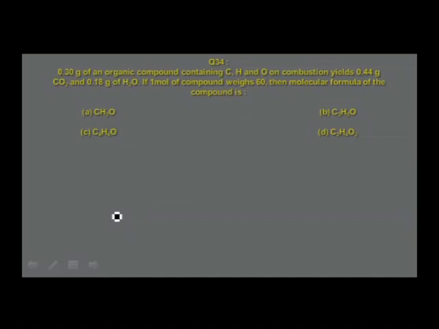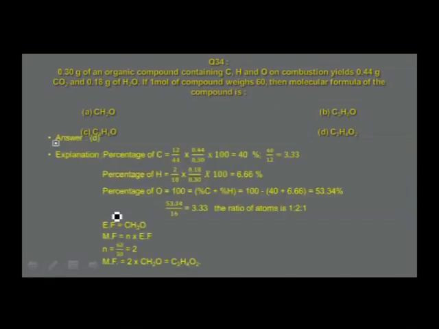First you have to calculate the percentage of carbon, percentage of hydrogen and percentage of oxygen from the mass of carbon dioxide, water and the organic compound. Using this percentage composition, then calculate the ratio of atoms. How to calculate ratio of atoms? Percentage composition by atomic mass, and then you calculate the simple whole number ratio. The calculation is done as follows.